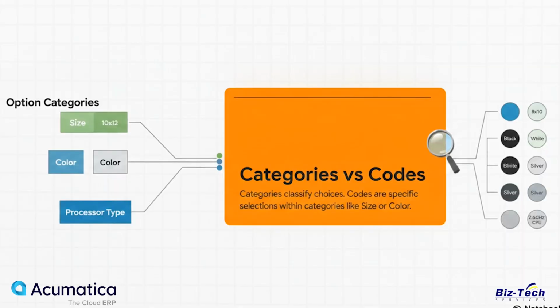So it's pretty vital to understand the distinction here. Option categories are your broad classifications. Think size, color, or maybe processor type. Option codes, on the other hand, are the actual specific selections within those categories, like 8x10, black, or 2.6 GHz CPU.